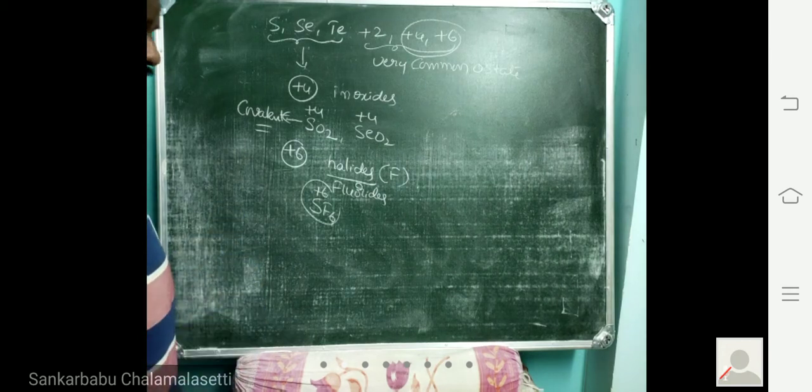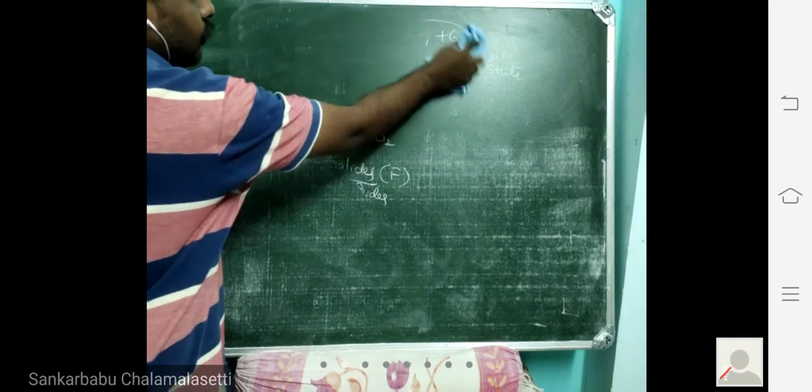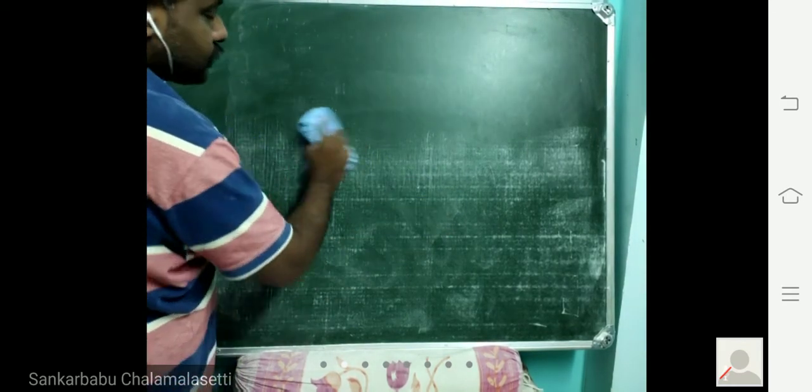And in a higher oxidation state, the nature of the bonds between the central atom and the bonded atom is covalent. The +4 oxidation state is generally shown in oxides, and the +6 oxidation state is shown in the case of halides, especially in fluorides. That is about oxidation states of 16 group elements.